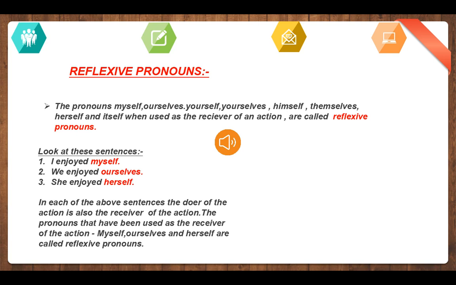In sentence 1, I and myself stand for the same person. In sentence 2, we and ourselves stand for the same persons. In sentence 3, she and herself stand for the same person. So students, in each of the above sentences, the doer of the action is also the receiver of the action. The pronouns that have been used as the receiver of the action, myself, ourselves, and herself, are called reflexive pronouns.